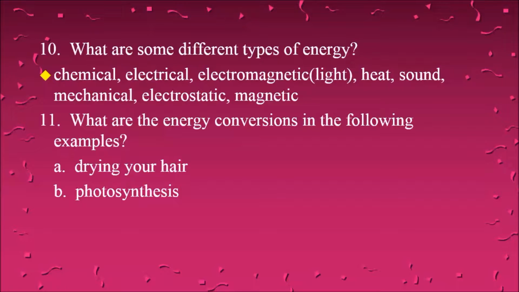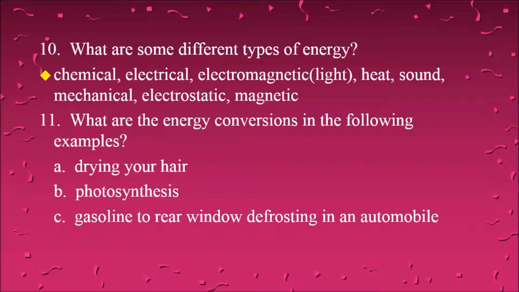Photosynthesis. What about photosynthesis? Electromagnetic, which is light, being converted to chemical. Very efficient. Some of it is being converted into heat, but by and large, Mother Nature is far more efficient than we are when we make machines. Mechanical machines are not as efficient as biological machines. Last one. This one's hard.